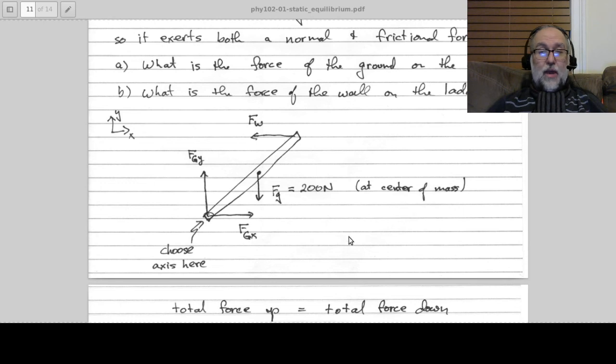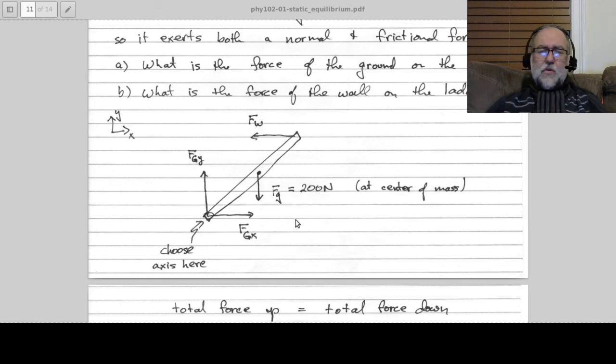I've done this different ways with students, and most students find it easiest to choose the axis right there because it just eliminates one unknown, that FGX. Okay, I have chosen it, believe it or not, right at the base of the wall, like right there. Okay, that's another possibility for these problems.